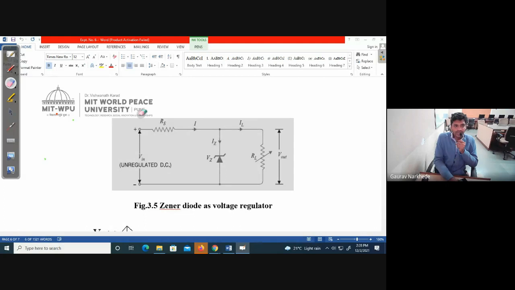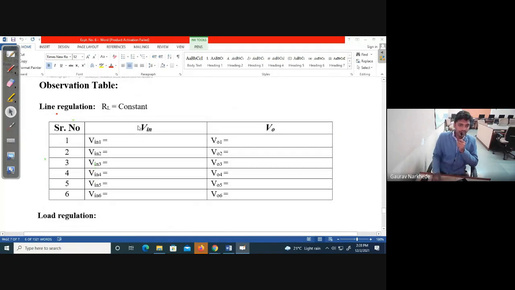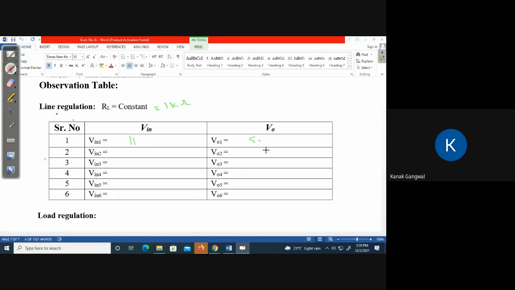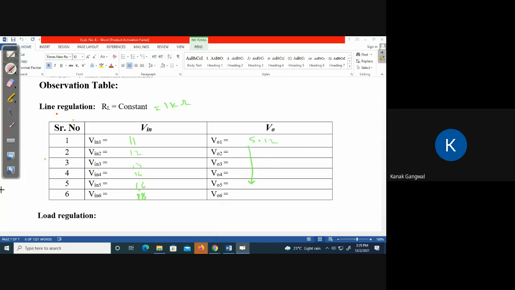Okay, so this was your case number 1, where we were discussing these things. First is your line regulation. Now what you will be writing, RL was 1 kilo ohms, right? So you can take the readings. Vin 1, what was it? 5.12 maybe. You can increase 12, 13, 14, 16, 18, and you can write these readings, correct?